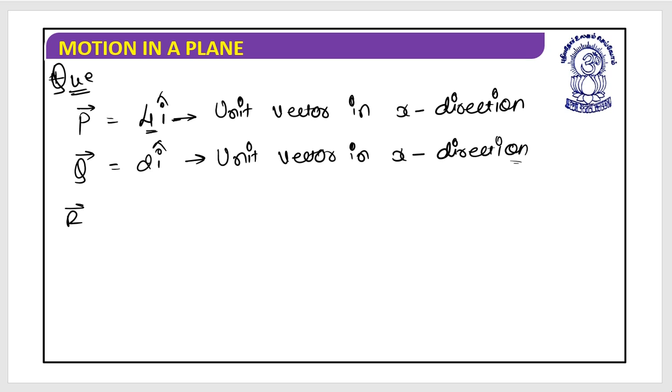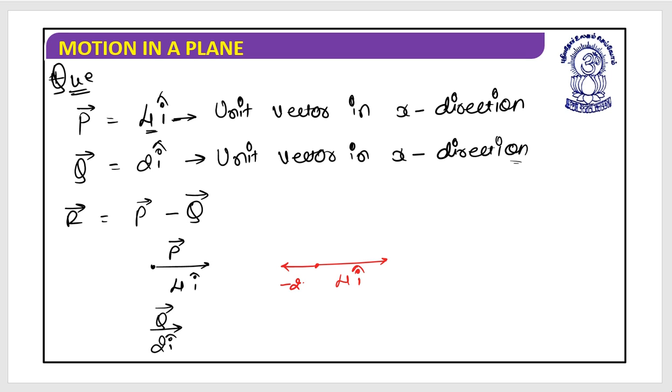And if I need to perform R equals P minus Q, how could I do this? This is the first vector, 4 I cap, which is vector P, and this is vector Q having magnitude 2 I cap. I need to perform subtraction. So my situation would look like this: the first vector 4 I cap, and this is minus of 2 I. This was in positive x direction, so I have just reversed the direction.